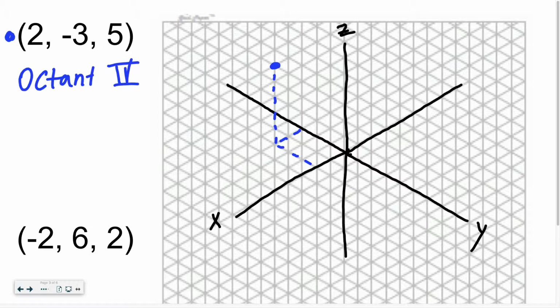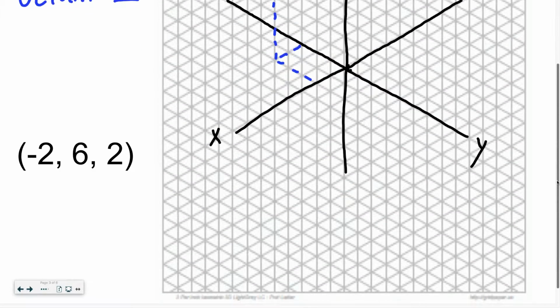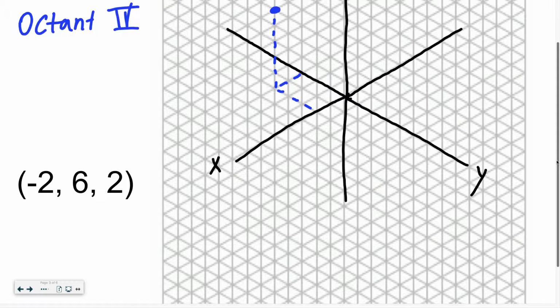All right, so then negative 2, 6, 2. Let's do that one. I'll do that in green. So negative 2 on the x-axis would be back here. And then 6 on the y-axis would be 1, 2, 3, 4, 5, 6 right here. So I am going to create a parallelogram with negative 2x, positive 6y, and then from the corner of that parallelogram, we will lift it up 2.